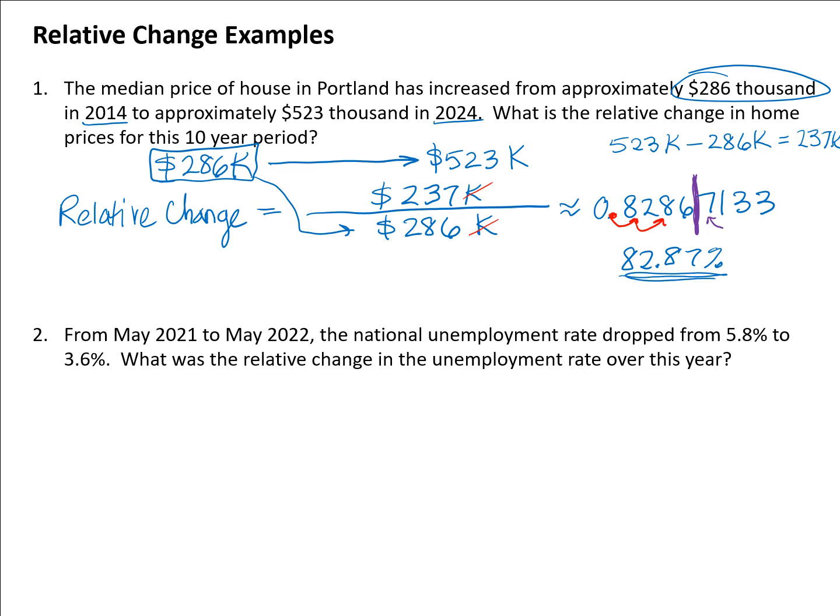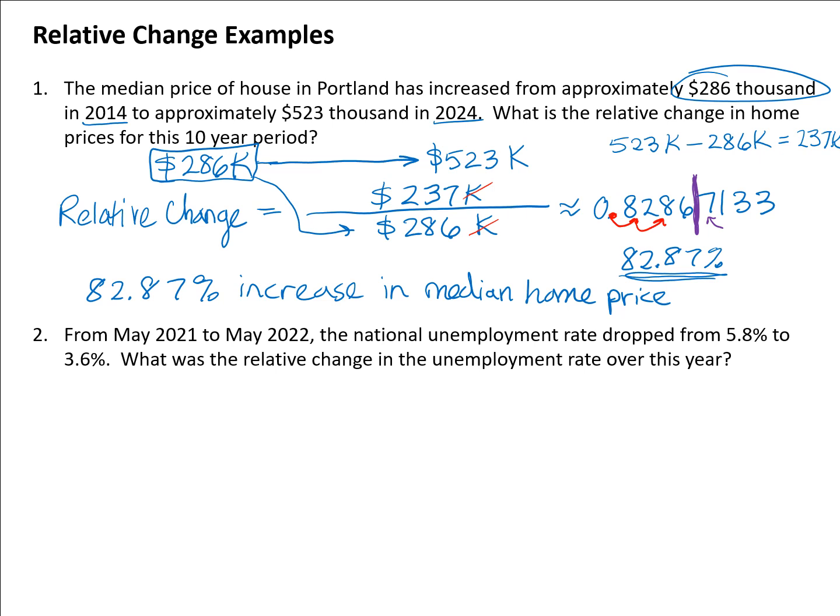But in terms of interpreting it, we're talking about how the median prices have changed over 10 years relative to where it started. And so when it started, it was at 286K, and it went up in price. So when we write this out, we'd want to say 82.87% increase, because it went up in median home price. So this relative change is an increase.